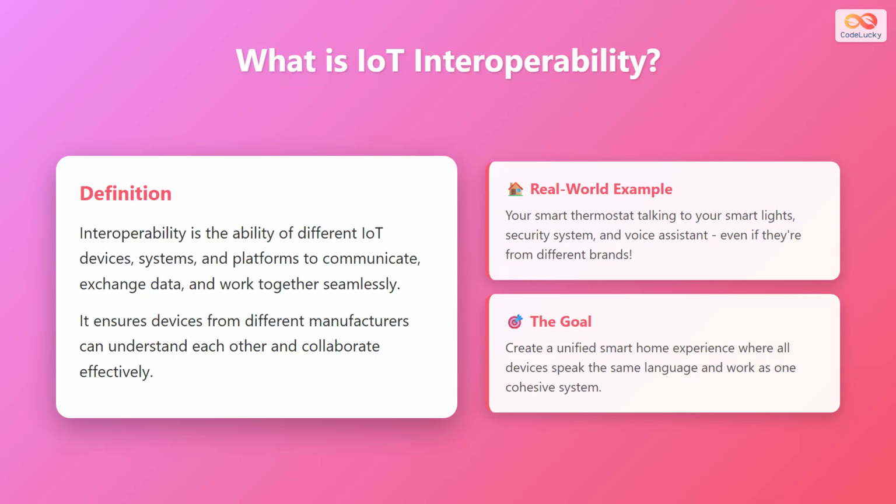The definition is straightforward. It's the capability that ensures devices can work together effectively, sharing information and coordinating actions without requiring special adapters or complicated workarounds. Imagine this real-world scenario. You walk into your home, and your smart thermostat automatically communicates with your smart lights to create the perfect environment. Your security system talks to your door lock, and your voice assistant coordinates everything. This is only possible when all these devices speak a common language.